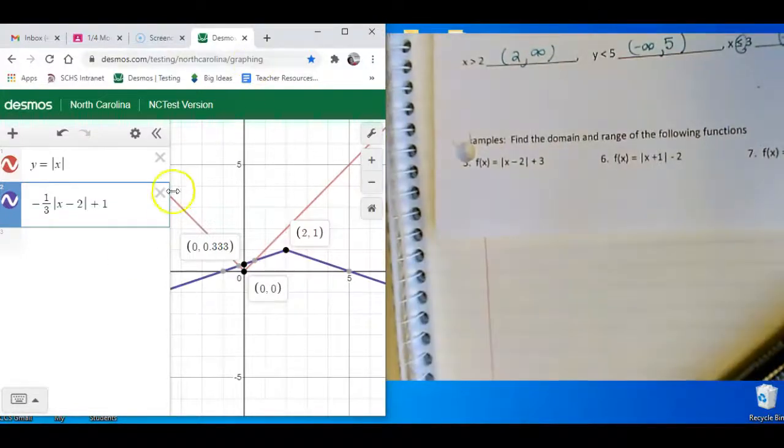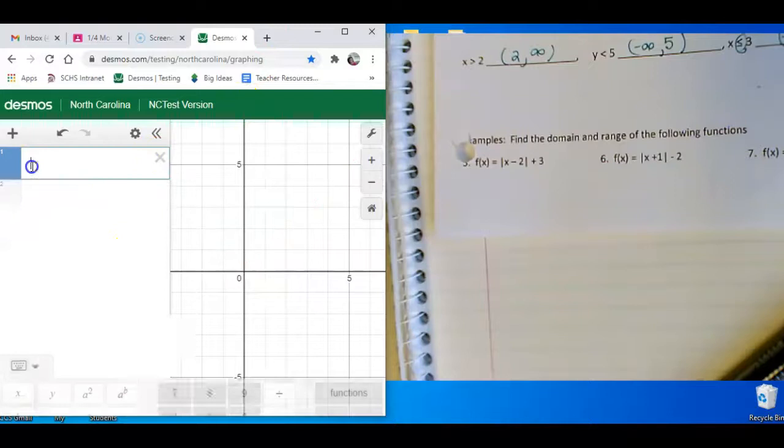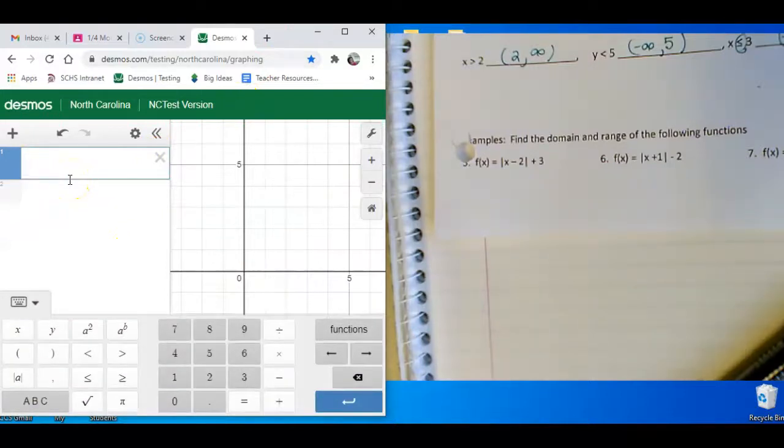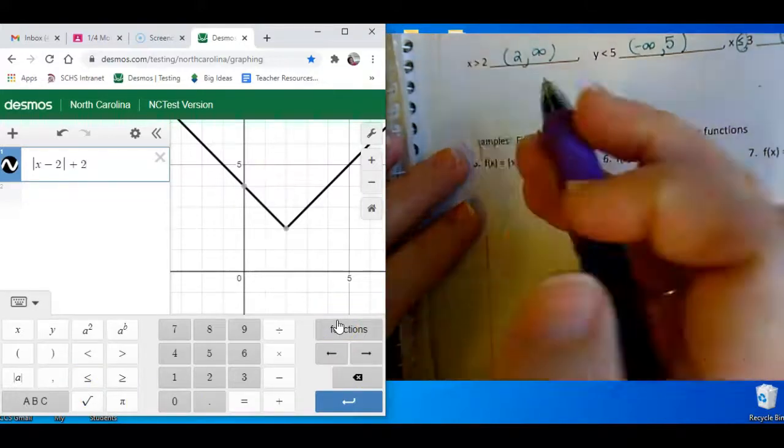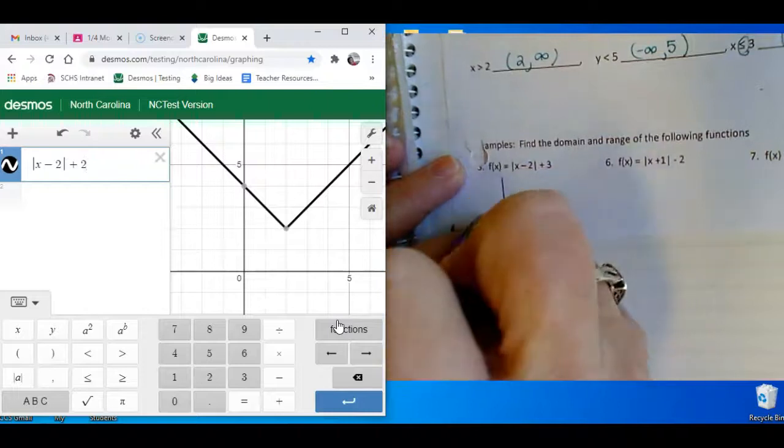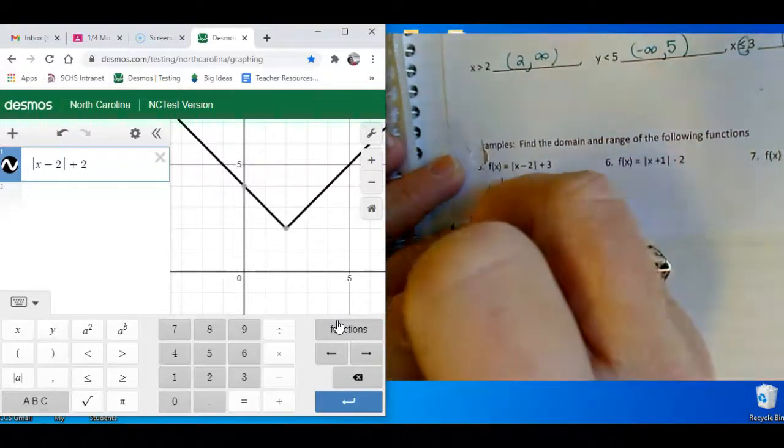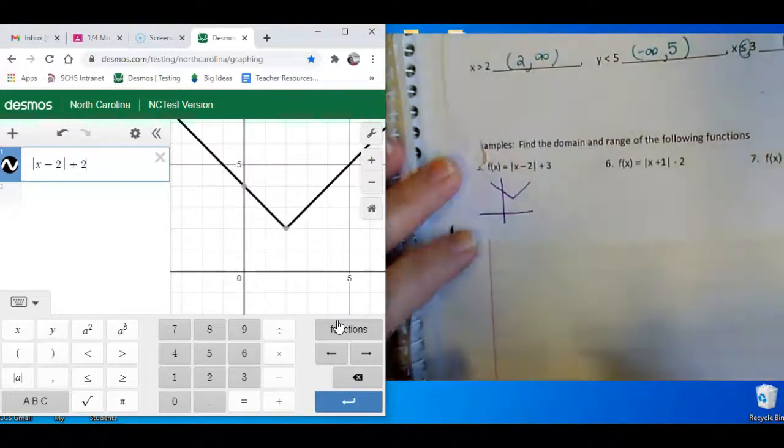Okay? So here's what we're going to do to find the domain and range. We're going to first graph it. And I'm going to take off the absolute value of x because I'm not asked which way does it go. So let's put it in here: x minus 2 plus 3. Alright. I'm going to graph it here just so we can talk about it. You don't have to graph it unless you want to. It's up to you. It looks kind of like that.